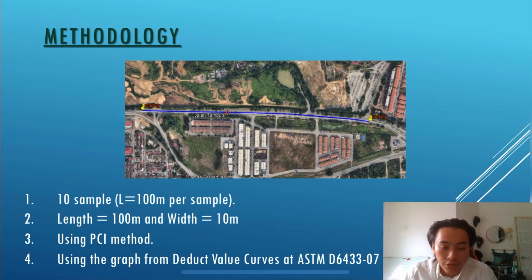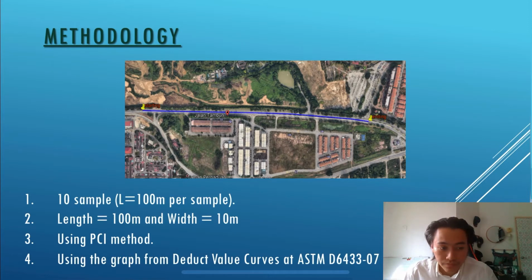Okay. For this project, the road is 1 km long and 10 meters wide. Then we divide it into samples, each 100 meters long and 10 meters wide. That means we have 10 samples, and then we only take 5 samples to calculate the PCI, the pavement condition index. Why do we use the PCI method? Because we want to know the pavement condition survey.